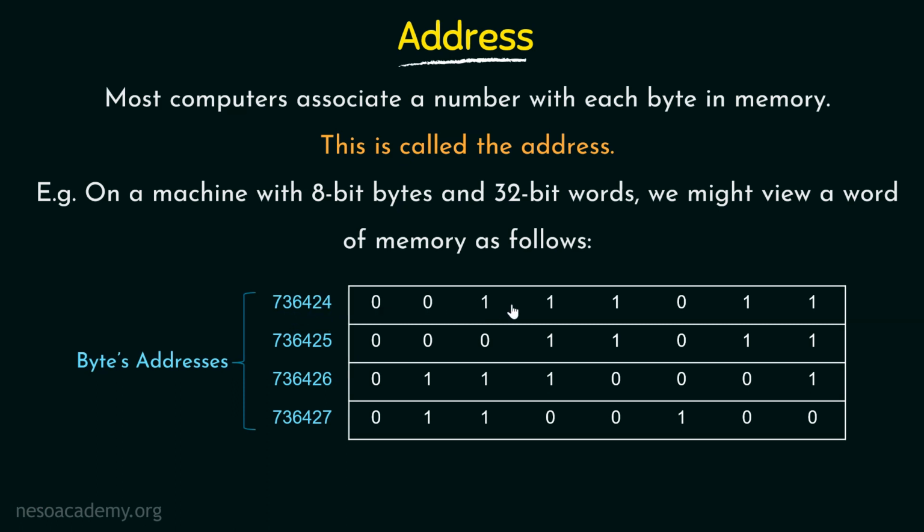736424 is the address of this byte, and similarly 736425 is the address of this particular byte, and similarly we have the addresses of this third and fourth ones. Now if I am considering a word in this memory, which will consist of 32 bits, then we are considering this entire thing from this 0 till this 0. So that is an example of how addresses are used for representing the various data.